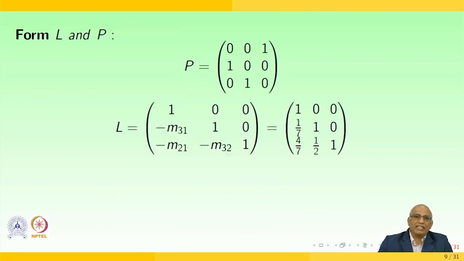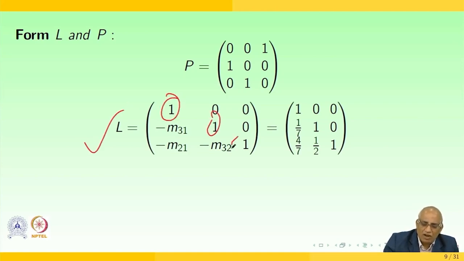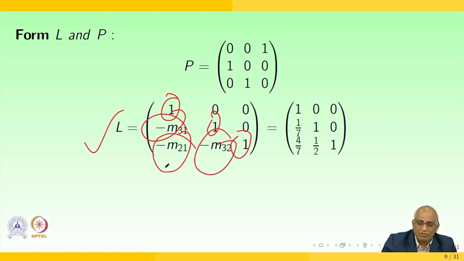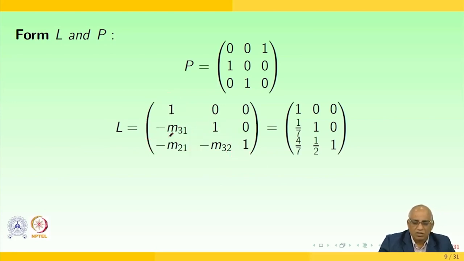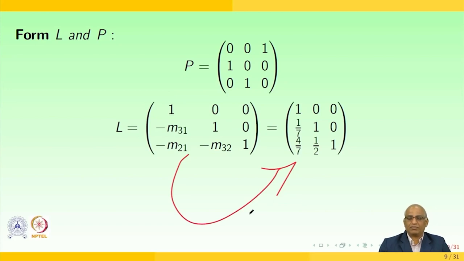Now, by using the multipliers, you do get L, that is 1, 1, 1, minus m31, minus m32, m21. So this is anyway 1, and when you substitute these values, you do get a matrix L. And what about the permutation matrix? So by interchanging the rows, you do get this as a permutation matrix.